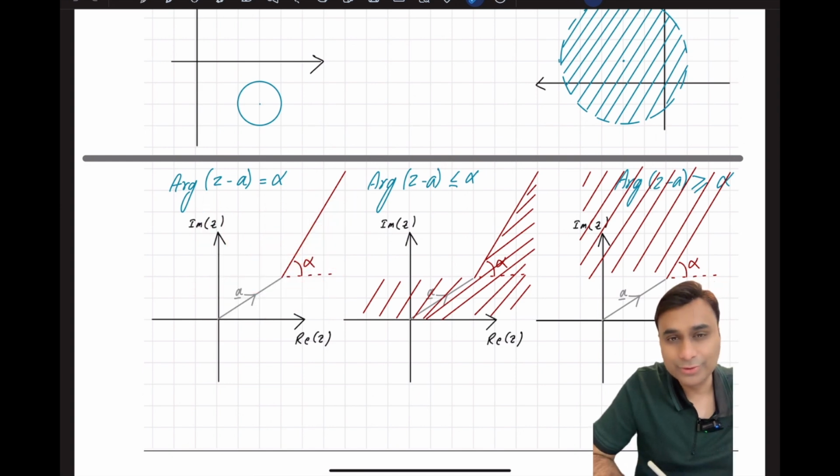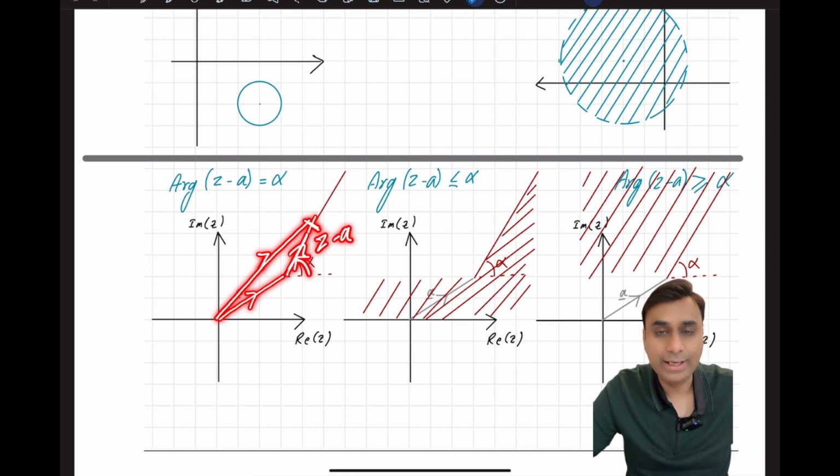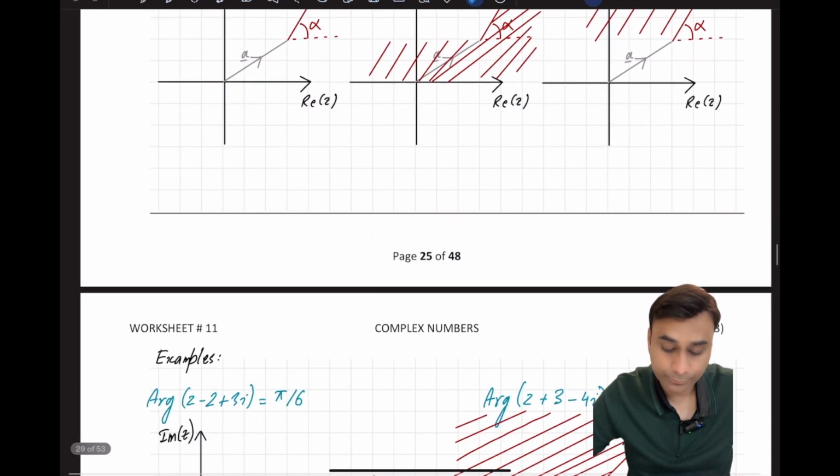Just a little bit of a justification as to why this is so. You know that this is your point A, and you are claiming that this is the representation of z. So if you draw a z over here, this is going to be z minus a, and you can see that z minus a has an argument alpha. So every point along this line will be such a z that satisfies this equation. And that's how you draw the locus of all of these points.